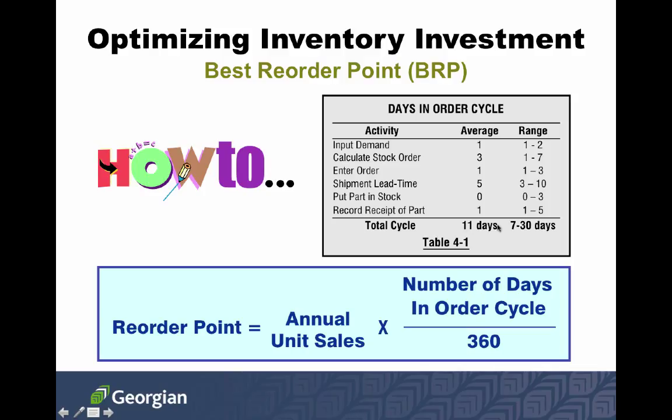So it could be as low as 11 days or maybe even less than that, but 7 to 30 days is normal. And by the way, 30 days for most settings in the minimum or low day supply, which identifies the best reorder point, I'm told, is in most cases the preferred number. So the reorder point is calculated as follows: annual unit sales by the number of days in the order cycle, and if it's 30 days as here, that would be the numerator, divided by 360. Now, we've looked at BRP and BSL.